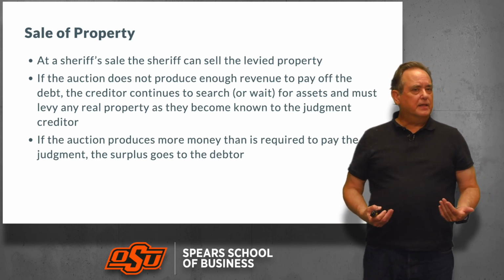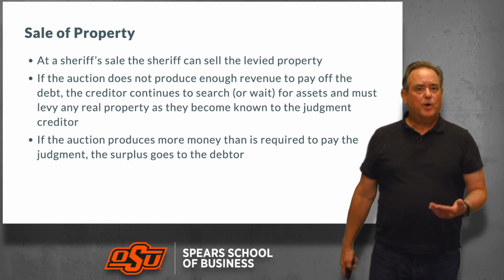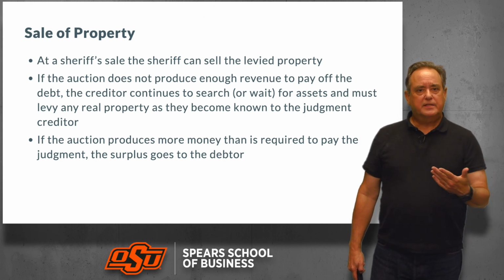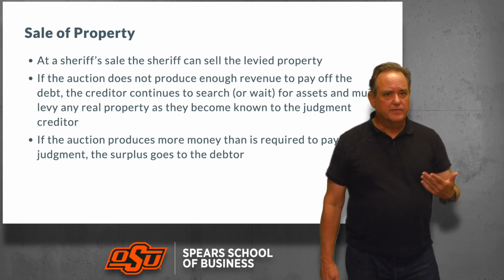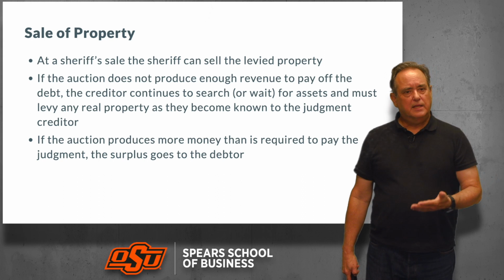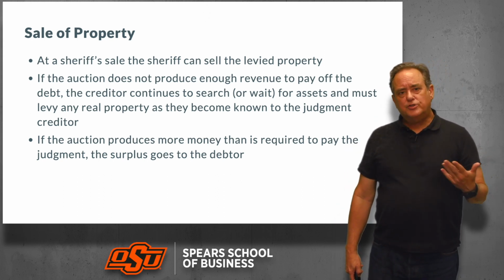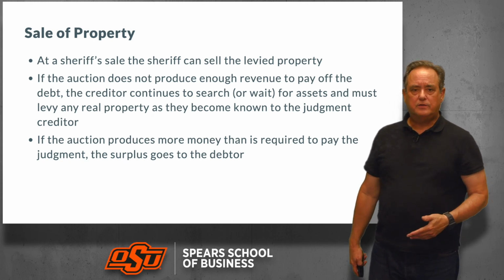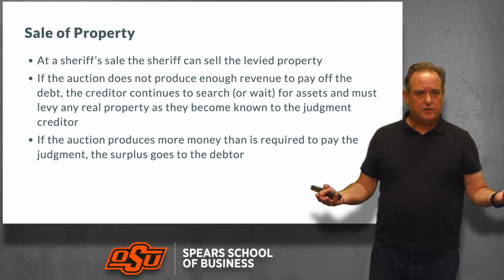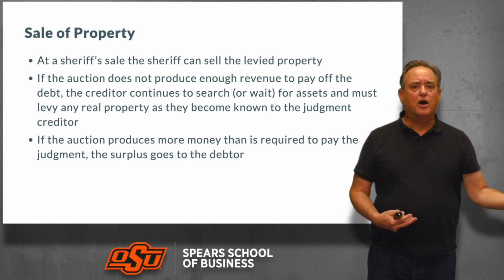Once property has been levied against, the sheriff can sell that levied property. If you ever wondered what the sheriff's main role is, a sheriff does things beyond simply law enforcement, and one of those primary roles is to seize and sell levied property. And they will do it at auction. On the first Tuesday of every month, you can go down to the courthouse and there will be multiple creditors who have taken a levy against real estate and they're selling it off.